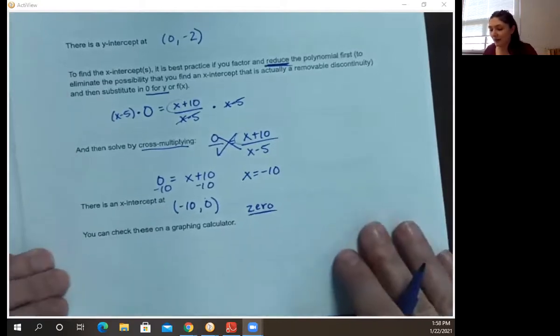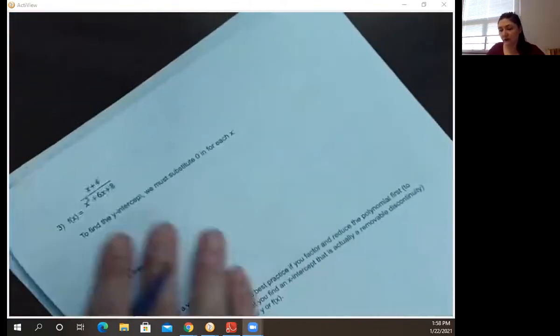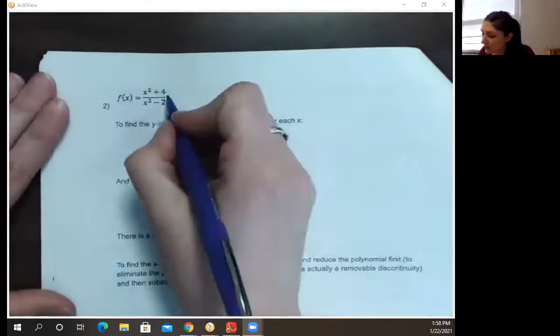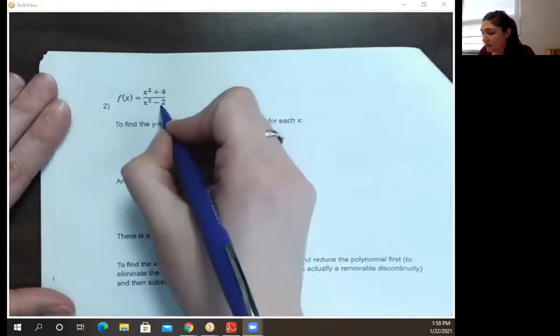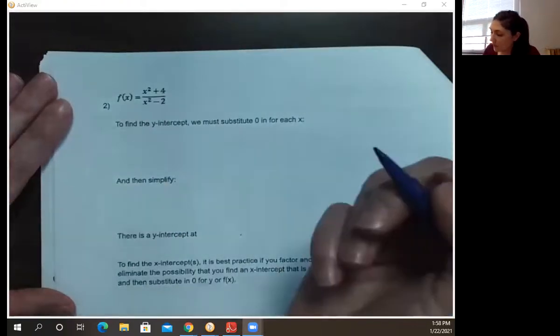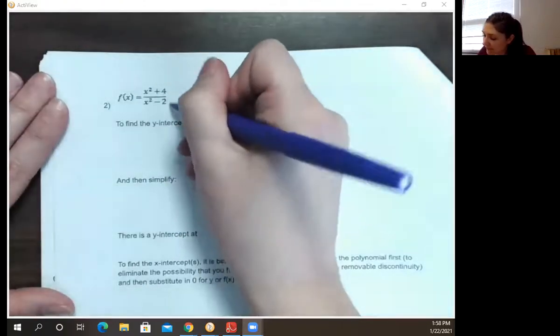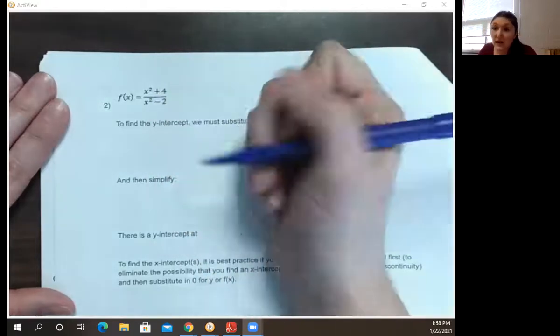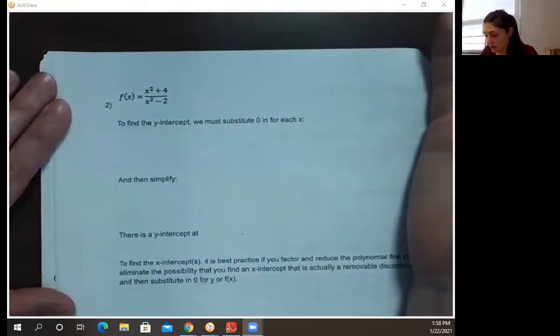Okay, let's take a look at a few more examples. So on the next page, we've got another function here, x squared plus 4 over x squared minus 2. Now, as I'm looking at my function here, since I have x squareds, I want to be able to factor this so I can reduce.